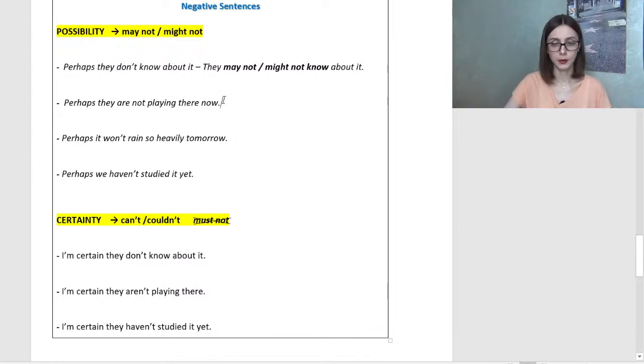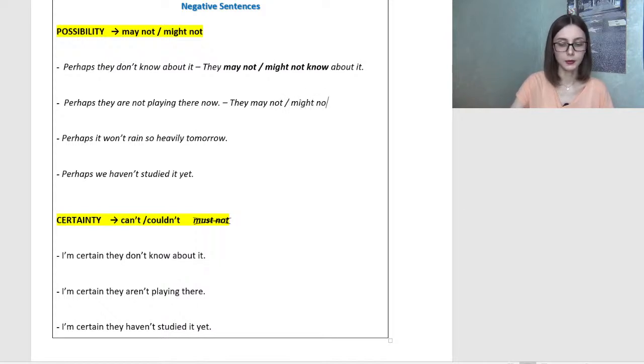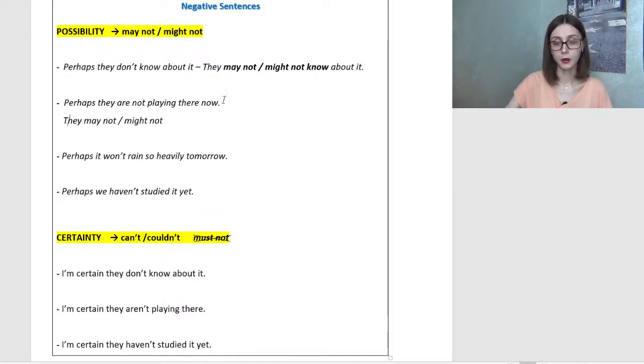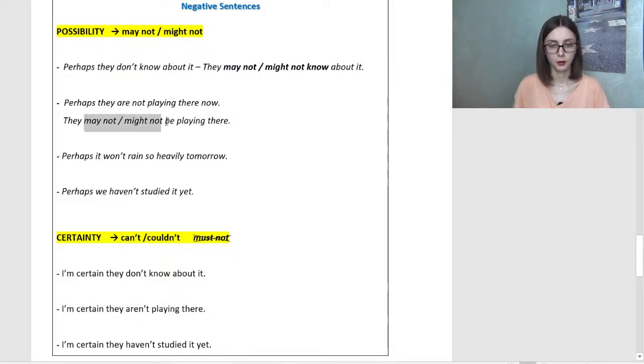Or you could say, they may not or might not be playing there. Like, you know, I don't know, they may not be playing there. They might not be playing there.